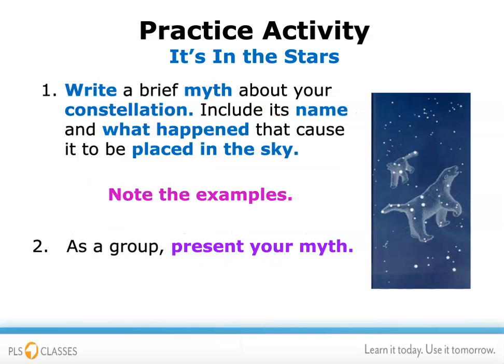Write a brief myth about your constellation. Include the name of your constellation and what happened that caused the constellation to be placed in the sky. Read the examples shown and illustrated on the bottom of the page. As a group, present your myth.